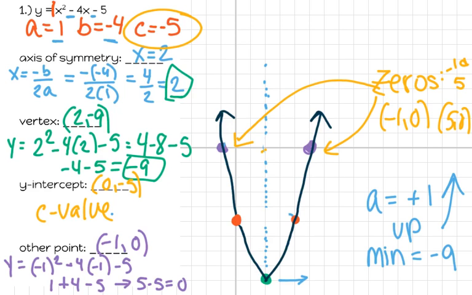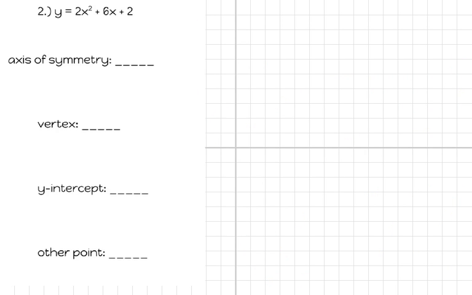Okay, let's try one more example together. I have y equals 2x squared plus 6x plus 2. So again, just start by identifying your a, b, and c values. My a value here is positive 2. My b value is positive 6. And my c value is also positive 2.